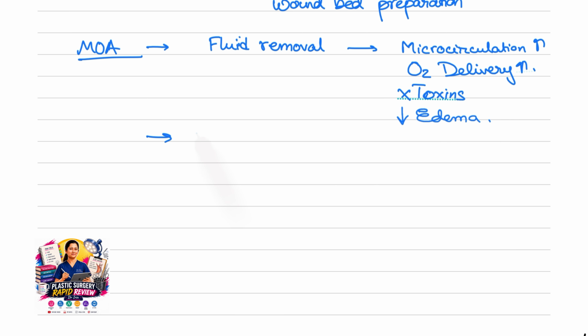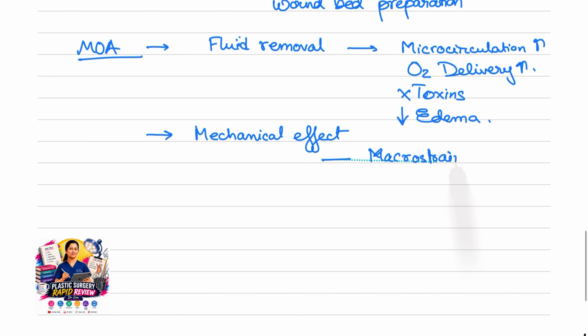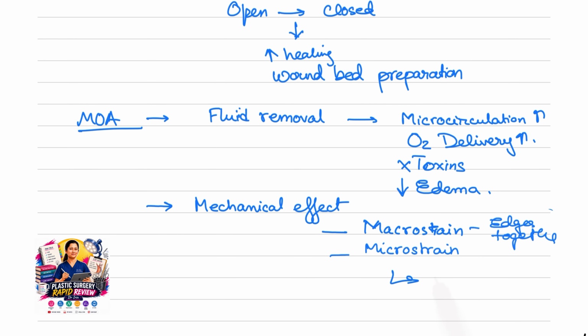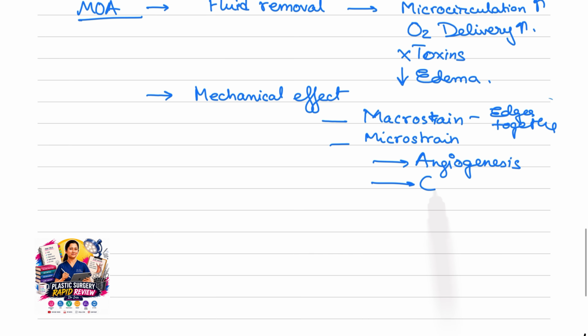The next principle is the mechanical effect. So, a negative pressure creates macro strain and micro strain. Macro strain draws wound edges together, and micro strain leads to angiogenesis, granulation tissue formation, cellular proliferation.